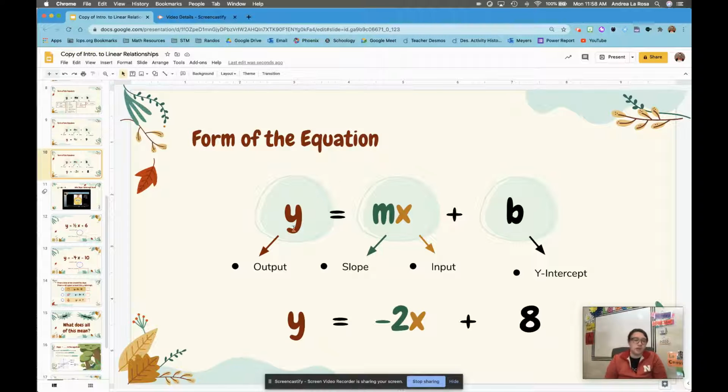In this problem, again, y and x stay the same. The slope is my number with the x, and the y-intercept is the number I'm adding or subtracting. In this situation, my slope is a -2. Remember, the slope is whatever comes in front of the x. Plus 8 is my y-intercept. So that means it's a +8 for my y-intercept, not a negative. Whatever that plus or minus in front of the y-intercept is goes with it.